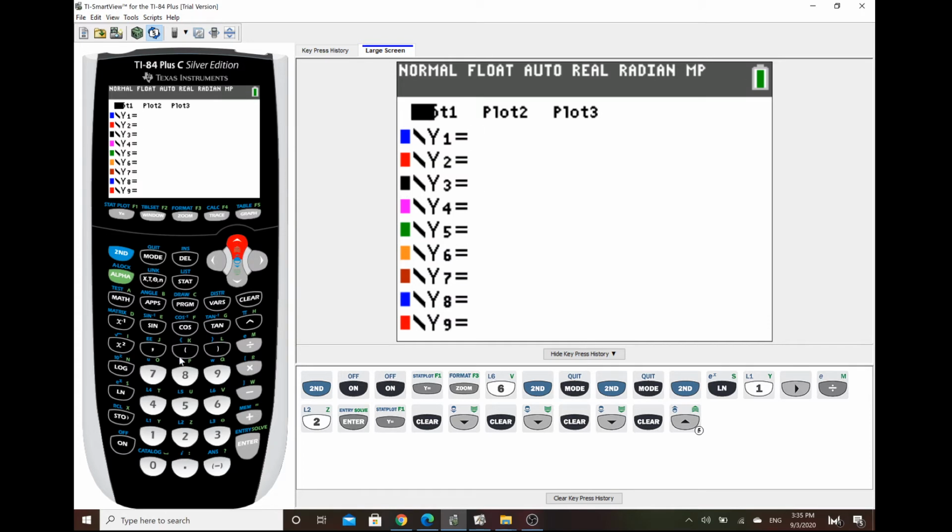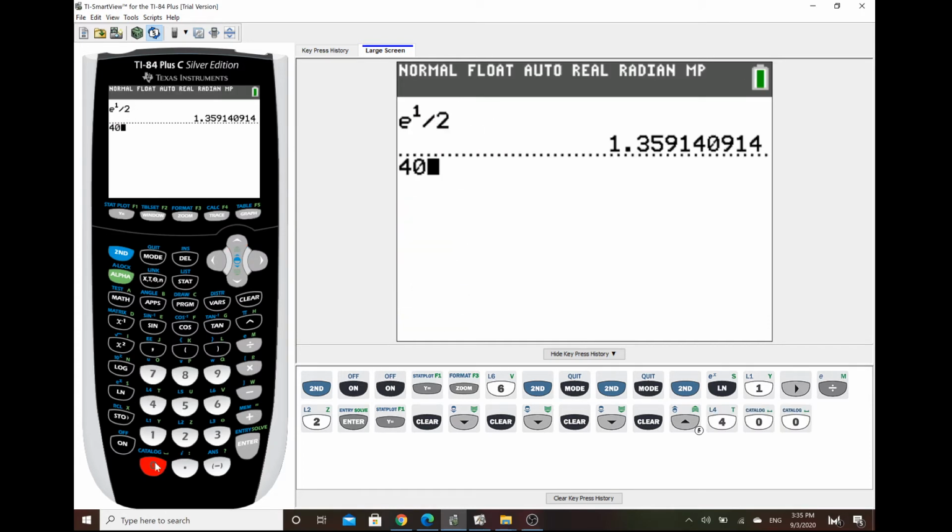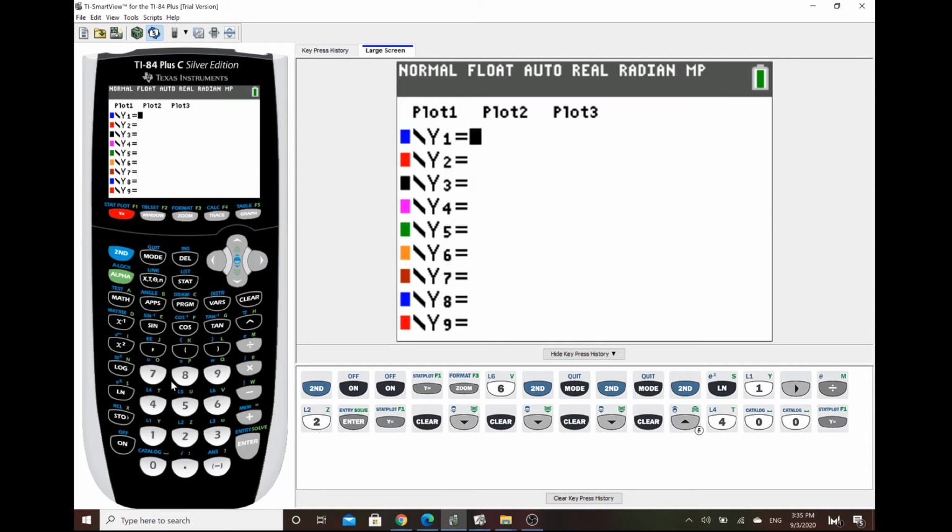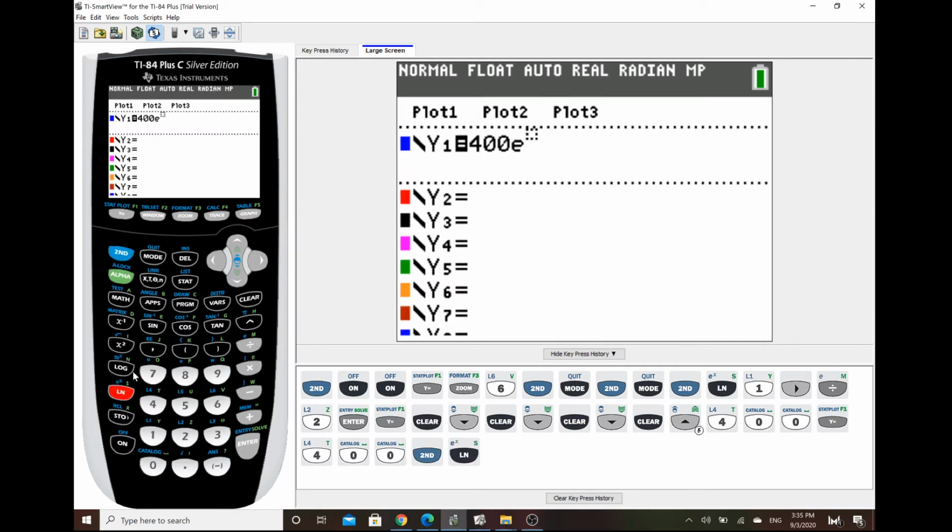So again, the initial amount is 400 bacteria. Going to the function here, 400, and then times e to the power of natural log of 4, so here we go, natural log of 4, and then times t, which is the variable. Now, because we have to use that function quite a lot, you want to put it in as a general function.